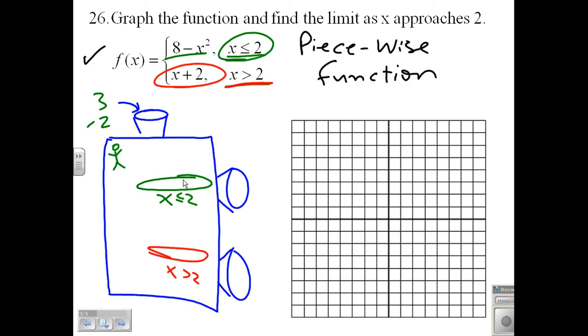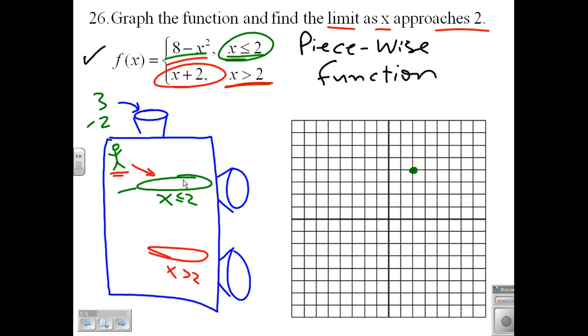But since we're interested in the limit as x approaches 2, I'm going to start with just 2. And if 2 comes into my little elf here, it's going to go here because 2 is less than or equal to 2. And I see that what I'm supposed to do is take the 2, square it, subtract that from 8, and I get 4. So 2 maps to 4, and it exists. And I should have drawn that in green. Easy enough. And then I don't want to put values bigger than 2 onto my green conveyor belt. So I'm going to move to the left.